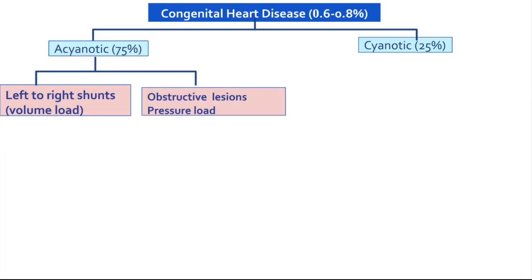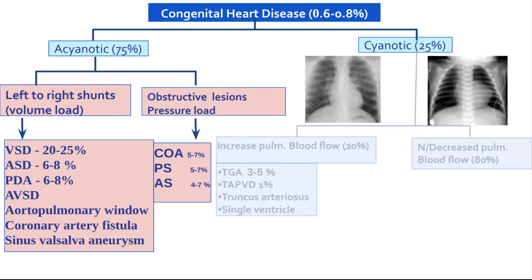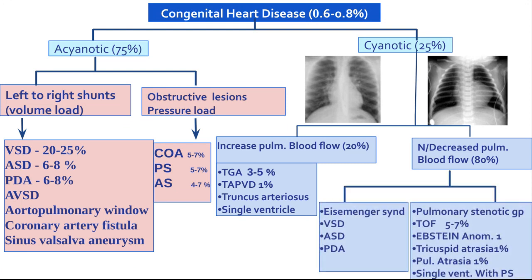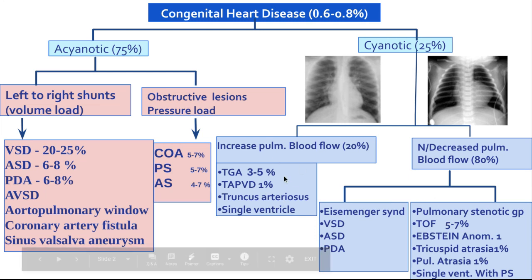So, we have already completed the acyanotic heart diseases, and cyanotic heart disease includes two groups: one with increased pulmonary blood flow, and the second with decreased pulmonary blood flow. The decreased pulmonary blood flow group has Eisenmenger syndrome and other cyanotic heart diseases with pulmonary stenosis, and the rest are with increased pulmonary blood flow.